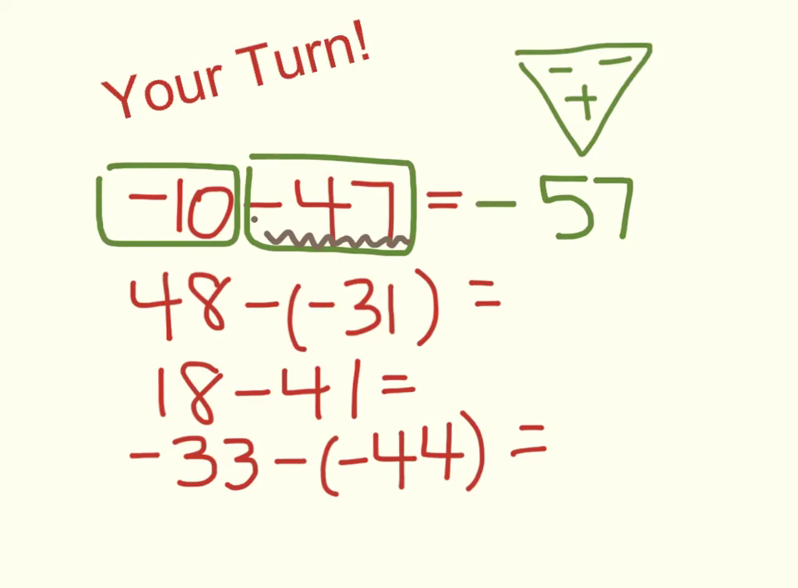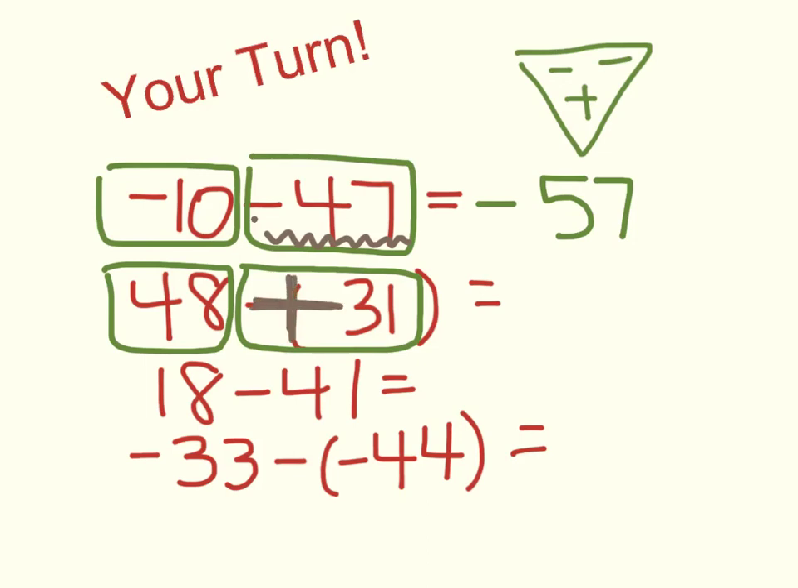Then my next problem, circle the signs in front of it. Circle the sign in front of negative 31. And now here, I have the unique situation where I have 2 minus signs, so big positive. And then it becomes just a normal addition problem, 48 plus 31, which is 79.